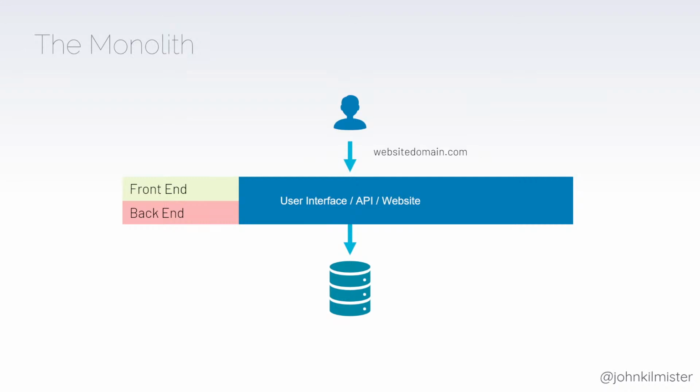Well, let's go back to our monolith now. So our user comes in on our domain name and hits the web server. And that web server is hosting our monolith. It has the front end, it has the back end, it's got the user interface, the API, the website, everything all as one block, and it hits the database. And we want to start breaking this up.